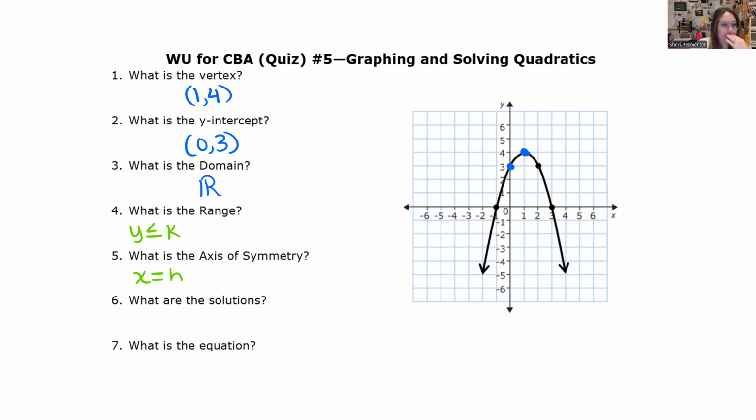Hold on, where did my blue pen go? I lost it. This is gonna really bother me because now all the blues are not gonna match.